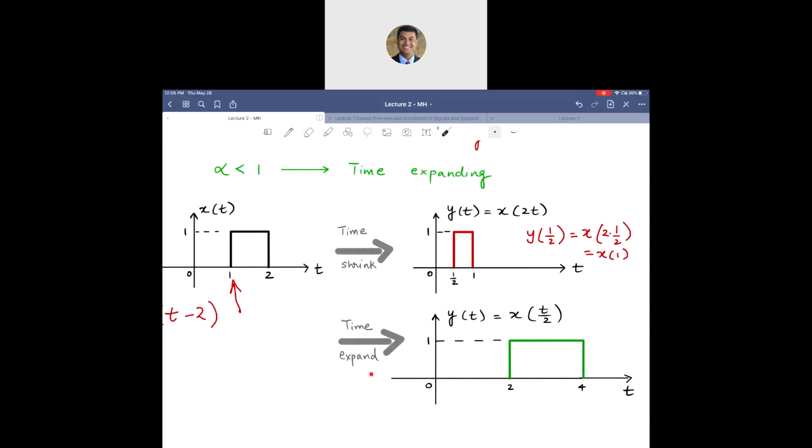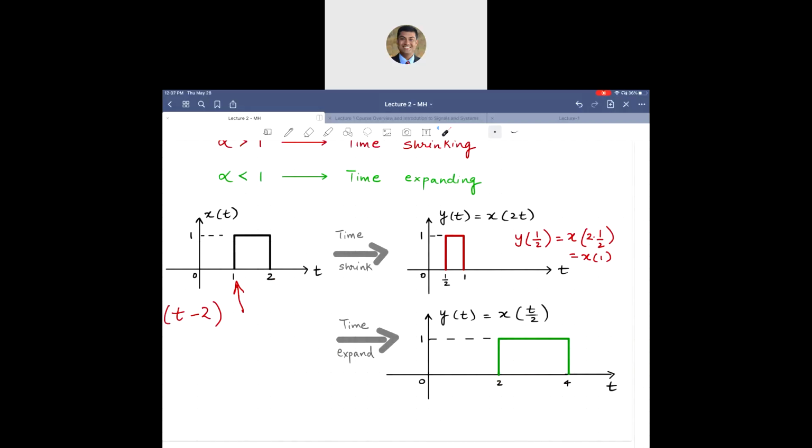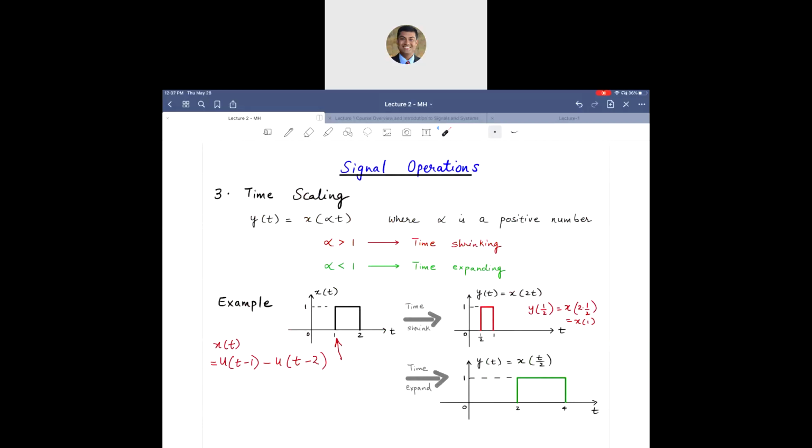How about for time expand? Y of t over here in this example is x of t divided by 2. So alpha in this case is less than 1, it is 0.5. Still positive. Over here, things will expand. So 1 will now become 2, 2 will become 4. So the signal itself has expanded. The width of the pulse was 1 here, the width of the pulse over here is 2. So that's a time scaling signal operation.